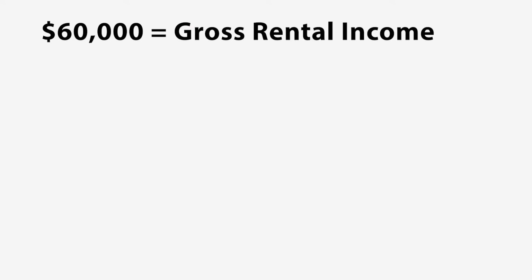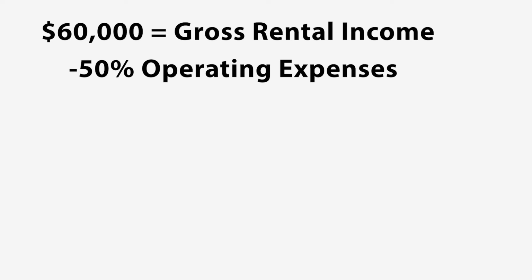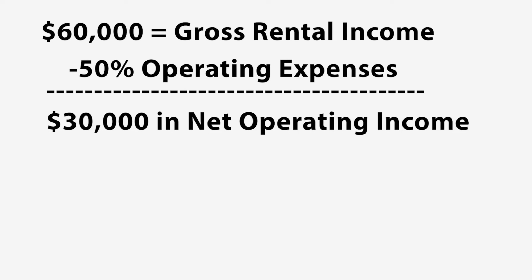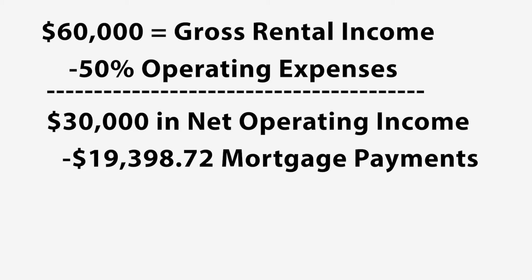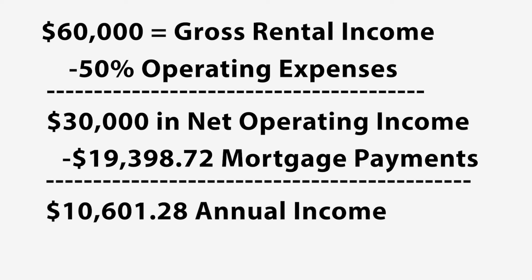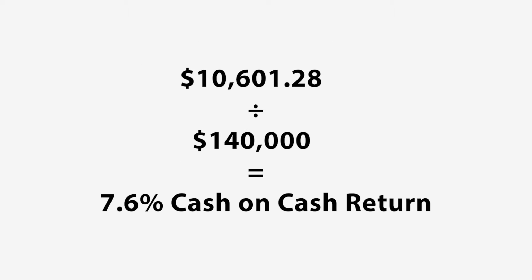So now that we have that expense, we can calculate our cash-on-cash return. We had $60,000 in gross rental income, 50% in operating expenses gave us $30,000 in net operating income. We have a little over $19,000 in mortgage payments over the first 12 months. So that leaves us with a little over $10,600 in annual income. Take that $10,600, divide it by 140,000, and our cash-on-cash return is 7.6%. Essentially, I'm earning 7.6% on my $140,000 initial investment. Not bad. In fact, it's a heck of a lot better than putting your money in the bank right now, where you might be earning 0.07% interest.